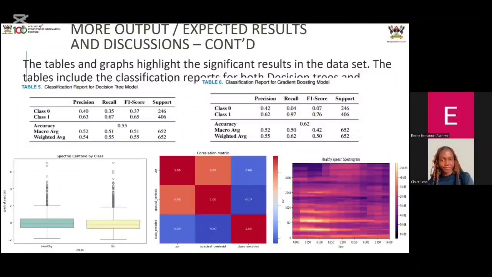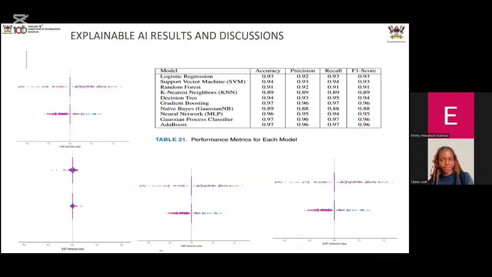Then we also had the correlation matrices and the spectral centroid. We developed these graphs initially to really understand what's in the data before we employed the other techniques such as sparse learning, weakly self-supervised learning, and also the explainable AI techniques. For the explainable AI techniques, we used layer-wise relevance propagation. We also used SHAP to develop this graph.